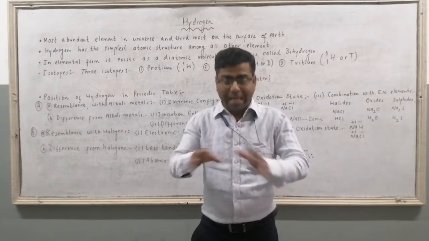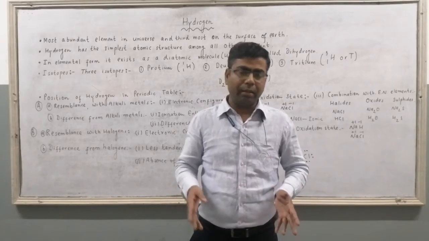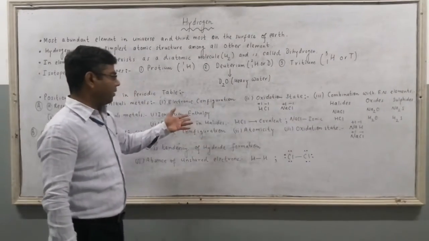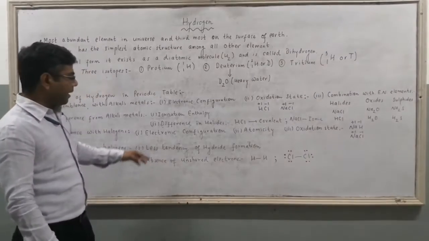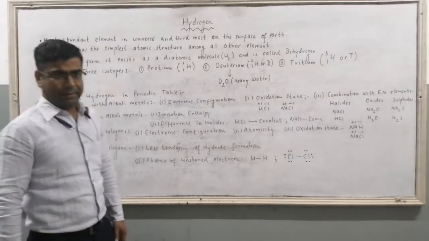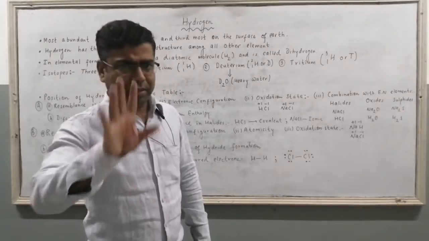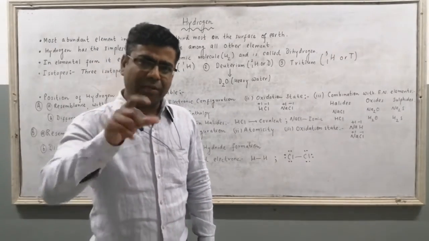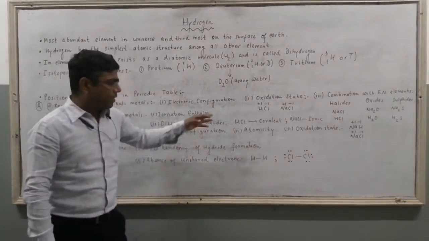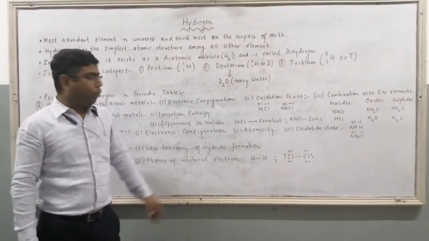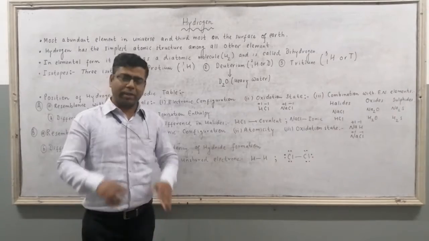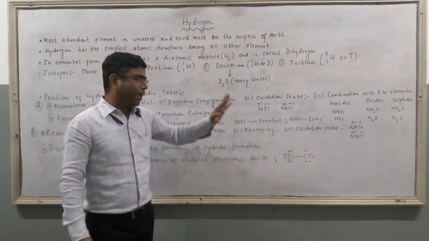So if we talk about IE values, then there is no match between the IE values of hydrogen and alkali metals. Then number 2, difference in halides. H combines with Cl, Na combines with Cl. But when H combines with Cl, we get a covalent halide. The bond in HCl is covalent in nature, although it is polar covalent, but sharing of electrons is there.